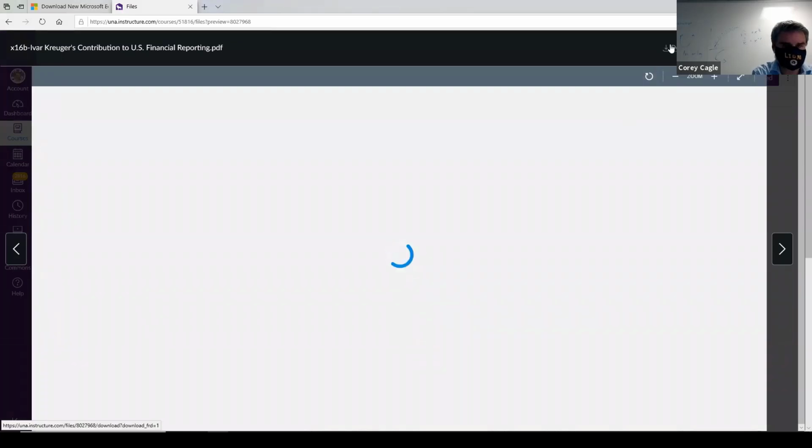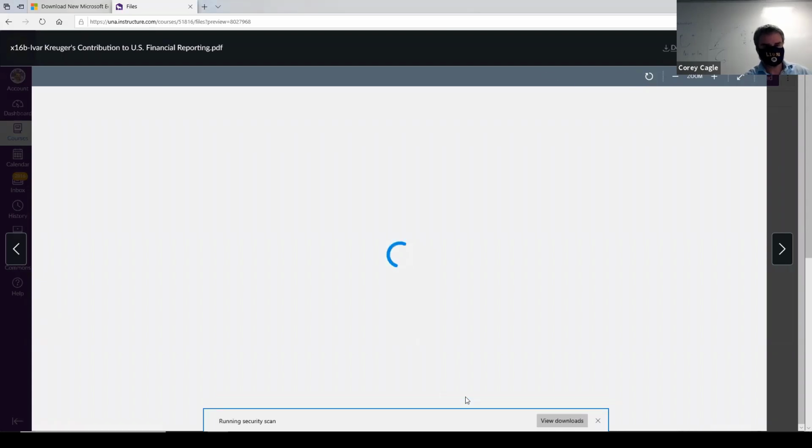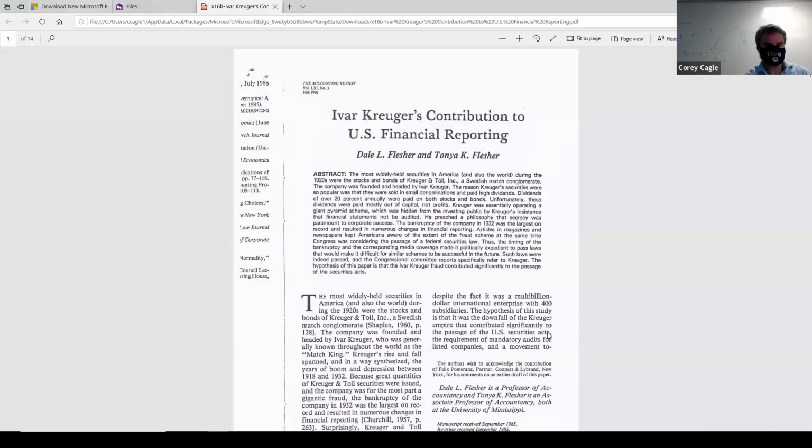It's all about a guy who put together this fraud that's just crazy and worked for a long time. His name is Ivar Kruger. The paper's called Ivar Kruger's Contribution to U.S. Financial Reporting. It's all about his fraud, the aftermath of the fraud, and how that fraud led to some changes that the authors suggest can be tied back to it. Really interesting paper. So that'll be one of them.